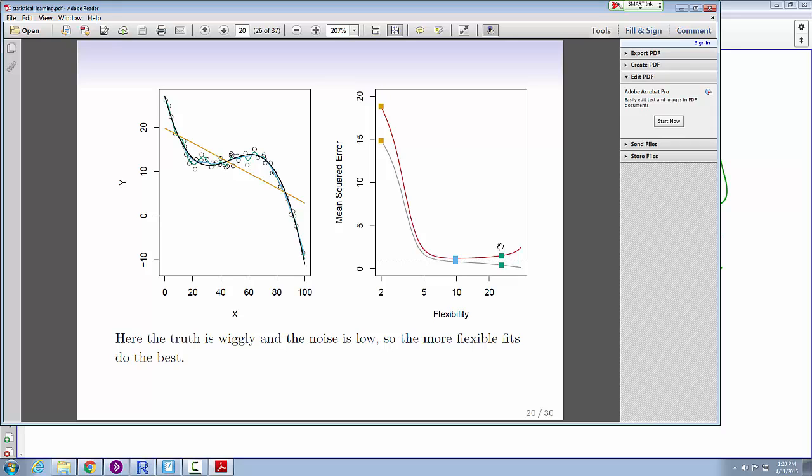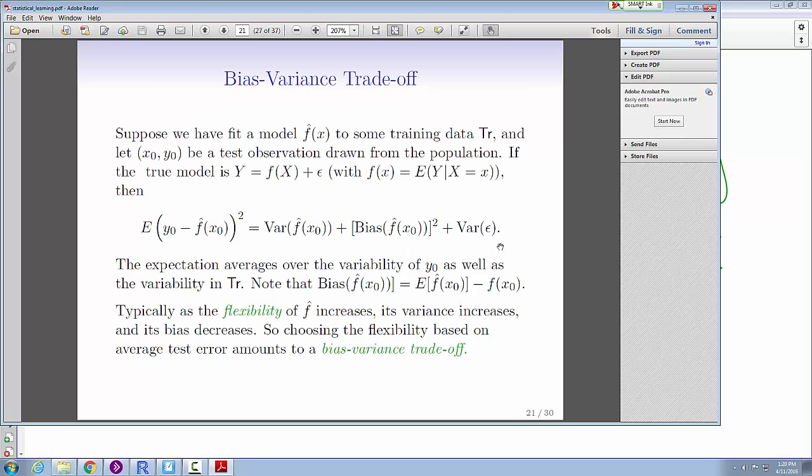Here's another scenario. The point is that it depends on the nature of the relationship, and in order to pick among models, what you really want is an estimate of the test error. Not the training error, the test error.